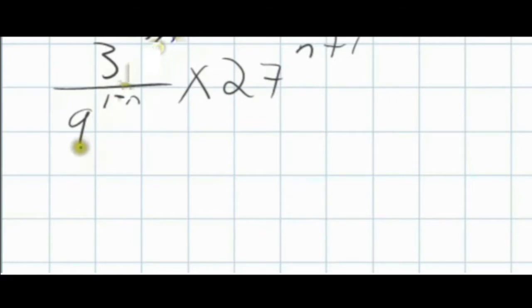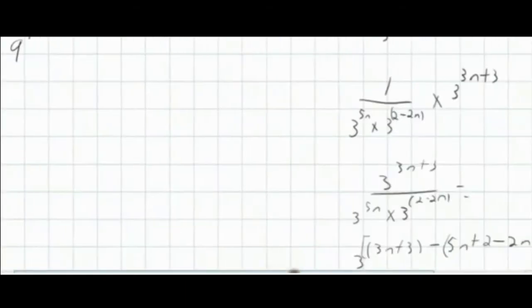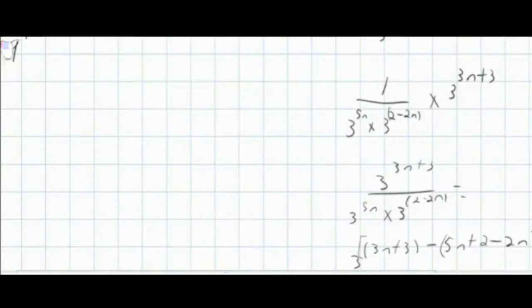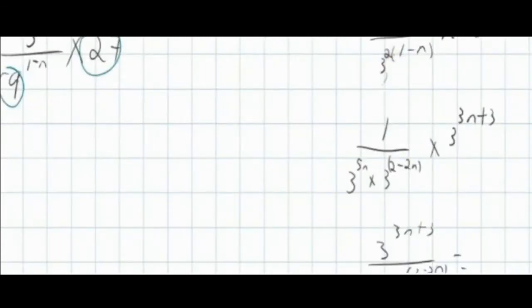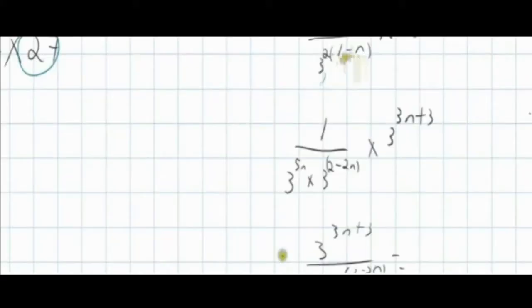Question 6 wants us to simplify, and I've rewritten what they had here, so it's a little clearer to see. So it's 3 to the negative 5n over 9 to the 1 minus n, multiplied by 27 to the n plus 1. So what you're going to do is first take this base number and this base number and convert it into one where it's base 3.